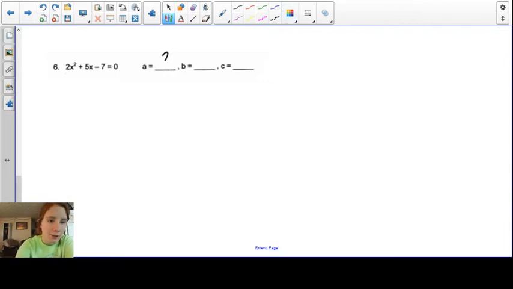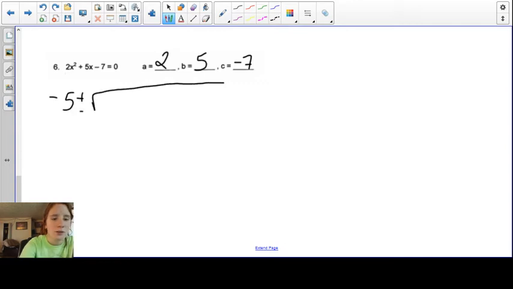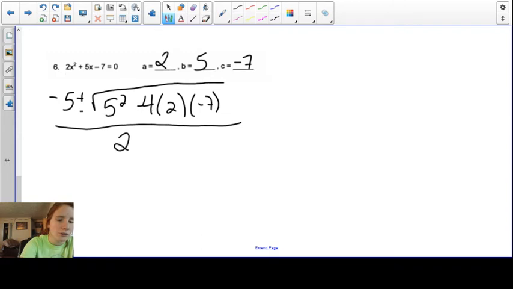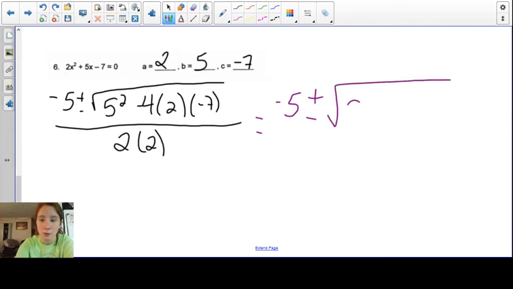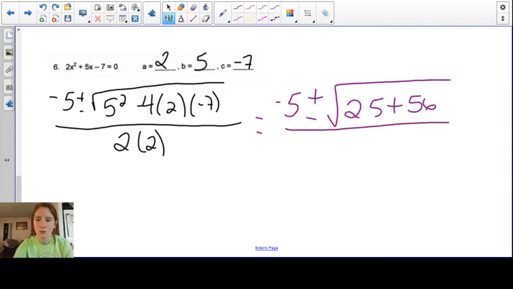Okay, A is 2, B is 5, and C is negative 7. I have negative 5 plus or minus the square root of 5 squared minus 4 times 2 times negative 7 all over 2 times 2. It's going to give me negative 5 plus or minus the square root of 25. I got negative 4 times 2 times negative 7, which is 56, so plus 56 all over 4.